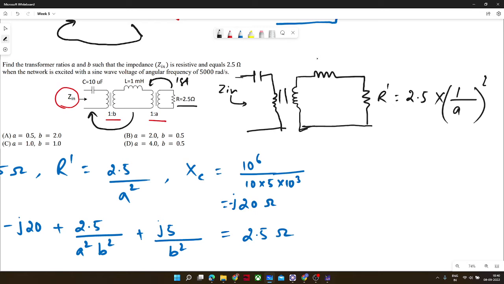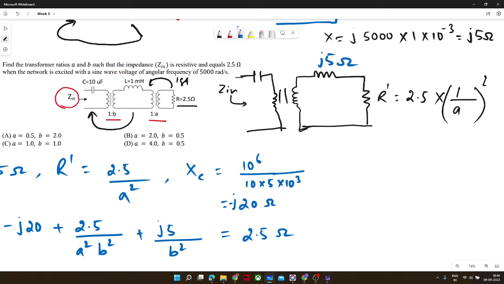L is already there, so 1 millihenry. Let me convert it in terms of X. So X is equal to j omega L. Omega is 5000 radian per second into 1 millihenry. So it would be j5 ohm. So this I am changing here, j5 ohm. Okay, fine. So we have completed one level.